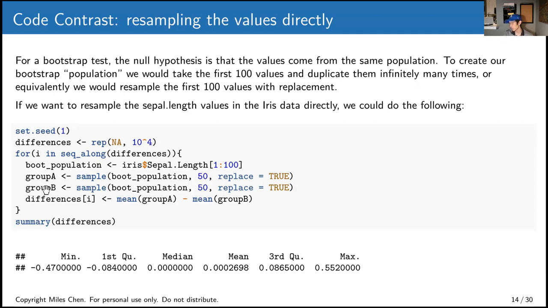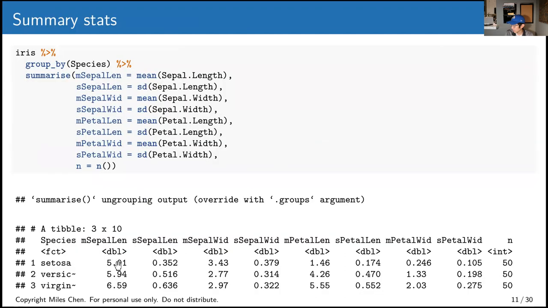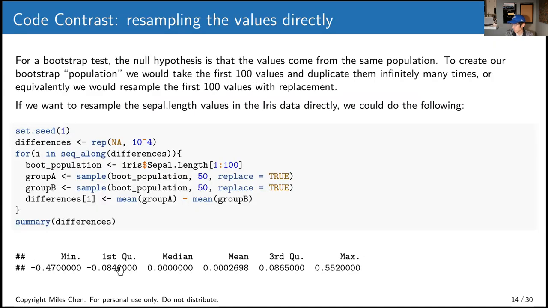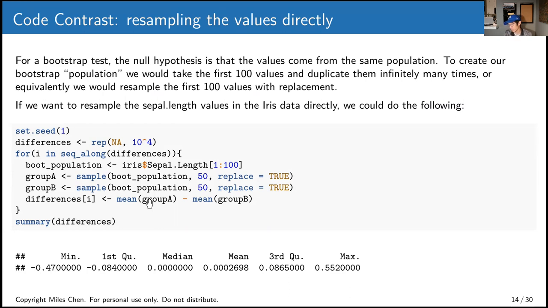And the question is, if I take 50 values from the population and another 50 values from the population, is it possible that just by random chance we get a difference of 0.93, which is our observed difference? Could we get a difference of 0.93 just from random chance if the null hypothesis were true?